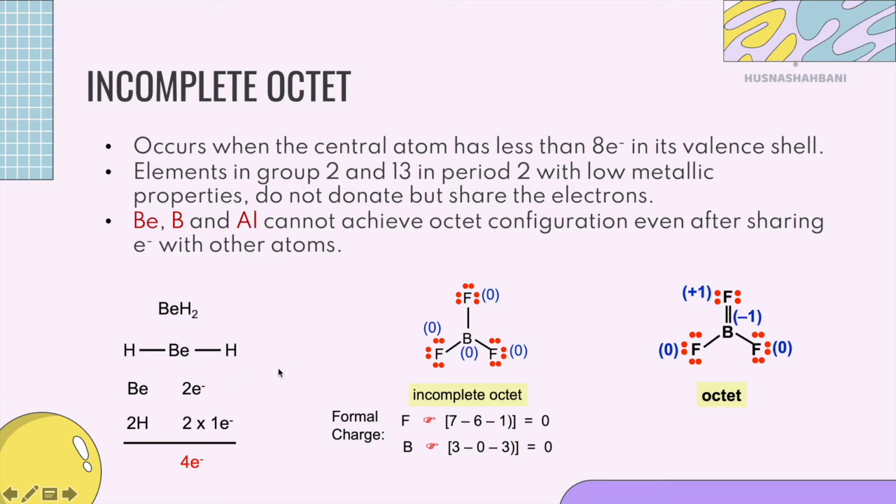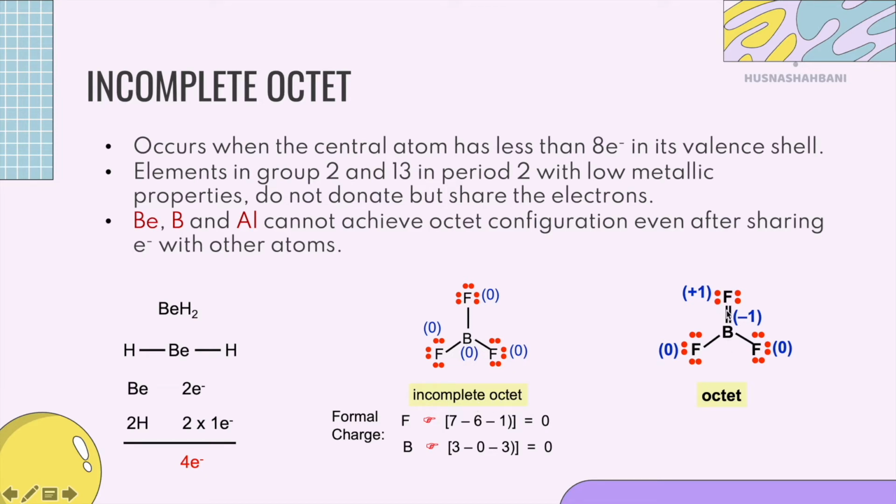Both H achieve duplet electron arrangement, but Be only has 4 valence electrons. It doesn't obey octet rule, and it has less than 8 electrons in the valence shell of Be. So this is incomplete octet. We focus on the central atom. Other than Be, BF3 is also incomplete octet.